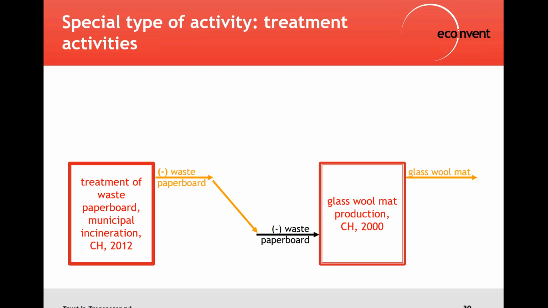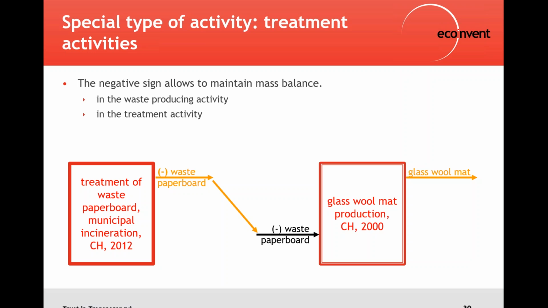And if you look, the same is done in the treatment activity, where the negative output is actually modeling an input, the input of the waste, that is moved in a mass balanced way to the output side. So representing the fact of treating or disposing the waste, in that case incinerating the waste paperboard. So this way of constructing the inventories, this fact of using the negative sign, is allowing us to maintain mass balances, both in the waste producing activity and in the treatment activity.